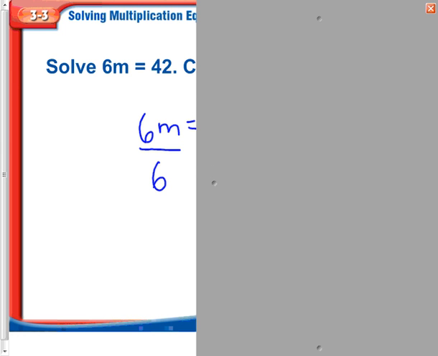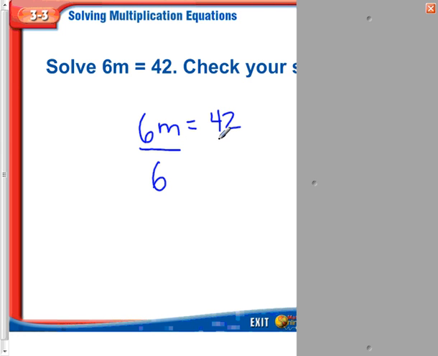We are dividing by the coefficient. And whatever you do to one side, you have to do to the other. So 42 divided by 6. And we know that 6 divided by 6 is 1. And so m equals 7. 42 divided by 6 is 7. Now we can take this number and plug it back into our original equation. 6 times 7 equals 42.